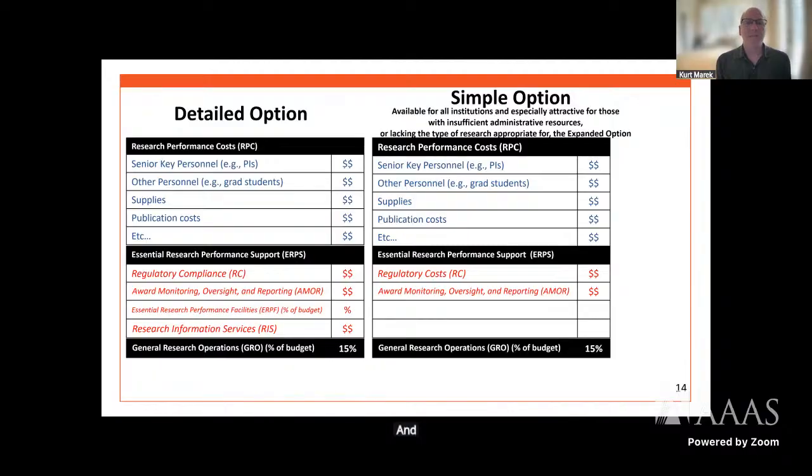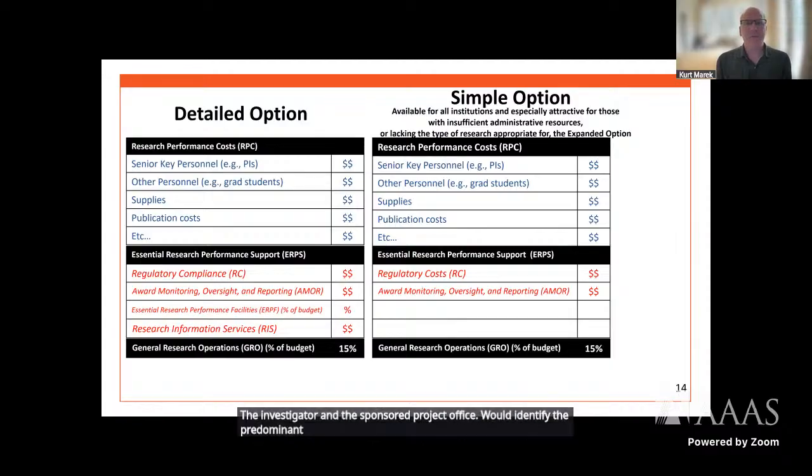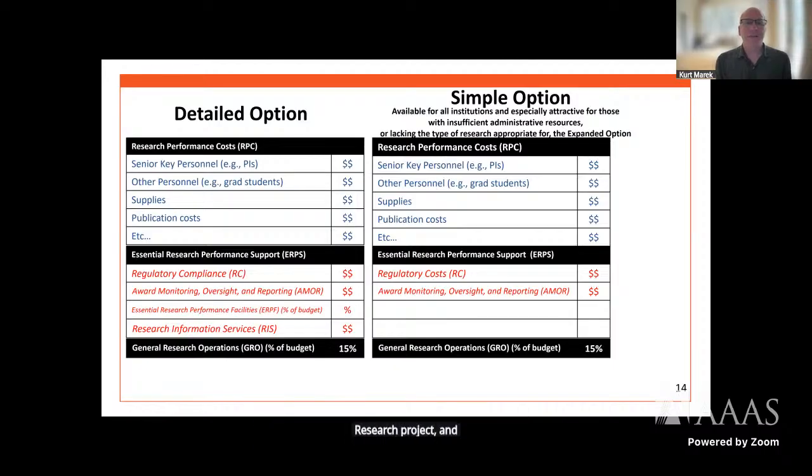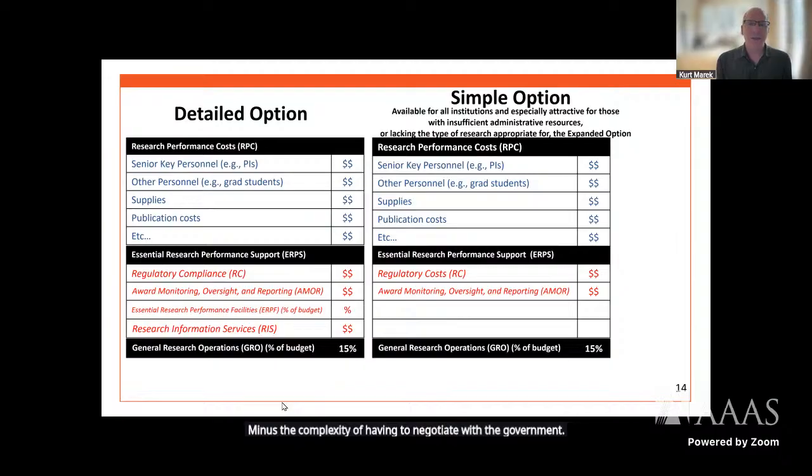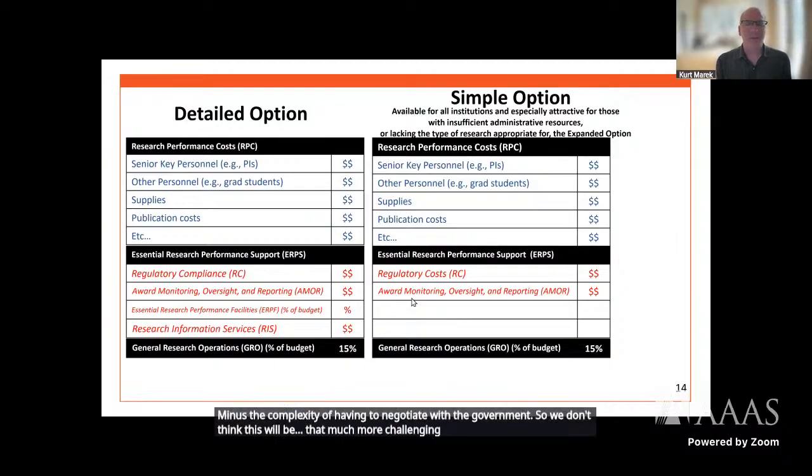And then for the project budgets, the investigator and the sponsored projects office would identify the predominant type of research for that research project, and the appropriate percentage would be applied for the type of space that is commonly used for that type of research. So the actual development of the budget when you're submitting an application wouldn't really be that much more onerous. You would simply have to identify that type of research and apply the correct percentage. And the development of those percentages will be very similar to what it is now, minus the complexity of having to negotiate with the government. So we don't think this will be that much more challenging, if more challenging at all, than the current model.